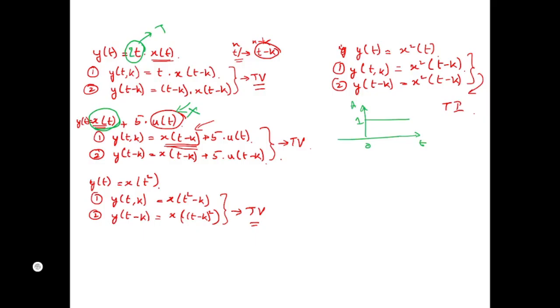Okay, only this is the signal. So when we are delaying, only in this part we are having t minus k. Over here, no delay. But when we replace t with t minus k, here it will be replaced, here also it will be replaced. So both 1 and 2 are not equal, hence it is a time varying signal.